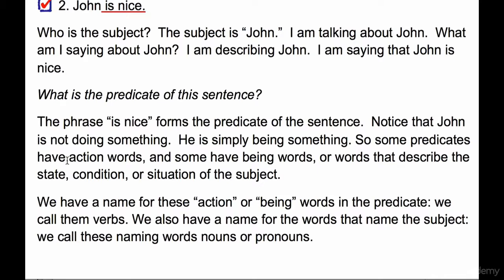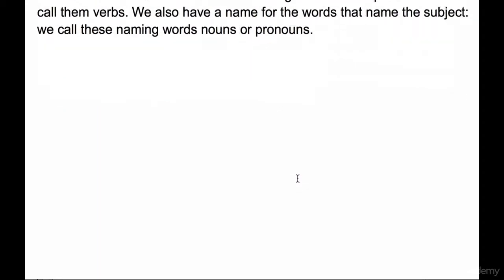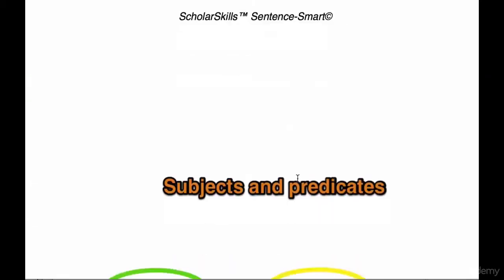So some predicates have action words and some have being words, or words that describe the state, condition, or situation of the subject. Now we have a name for these action or being words in the predicate. We call them verbs. We also have a name for the words that name the subject. We call these naming words, or nouns, or pronouns. And we'll be looking at them in depth in our next lesson.